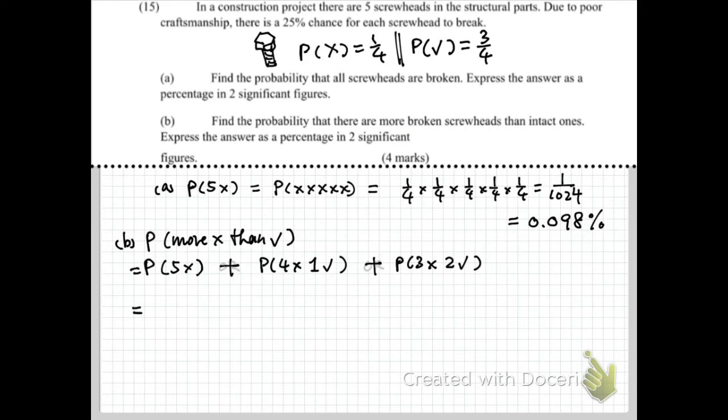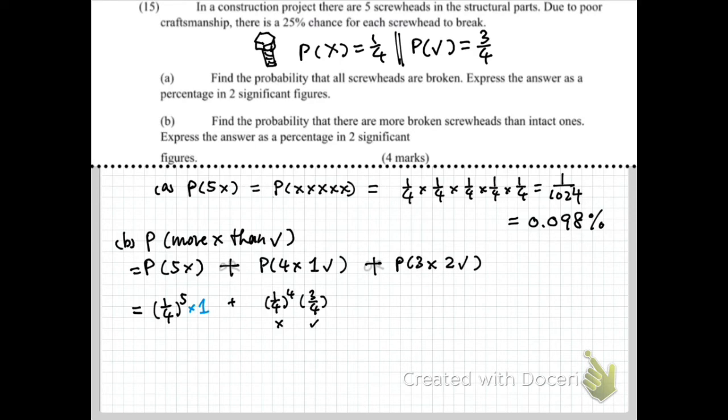So 5 crosses, we just did that, right? 1 over 4 to the 5th power. The branch only repeats itself 1 time. That is only 1 branch, the branch with all the crosses. Now 4 crosses and 1 tick. The probability for each branch will be 1 over 4 to the 4th power, and then 3 over 4. This is for the crosses, this is for the ticks.